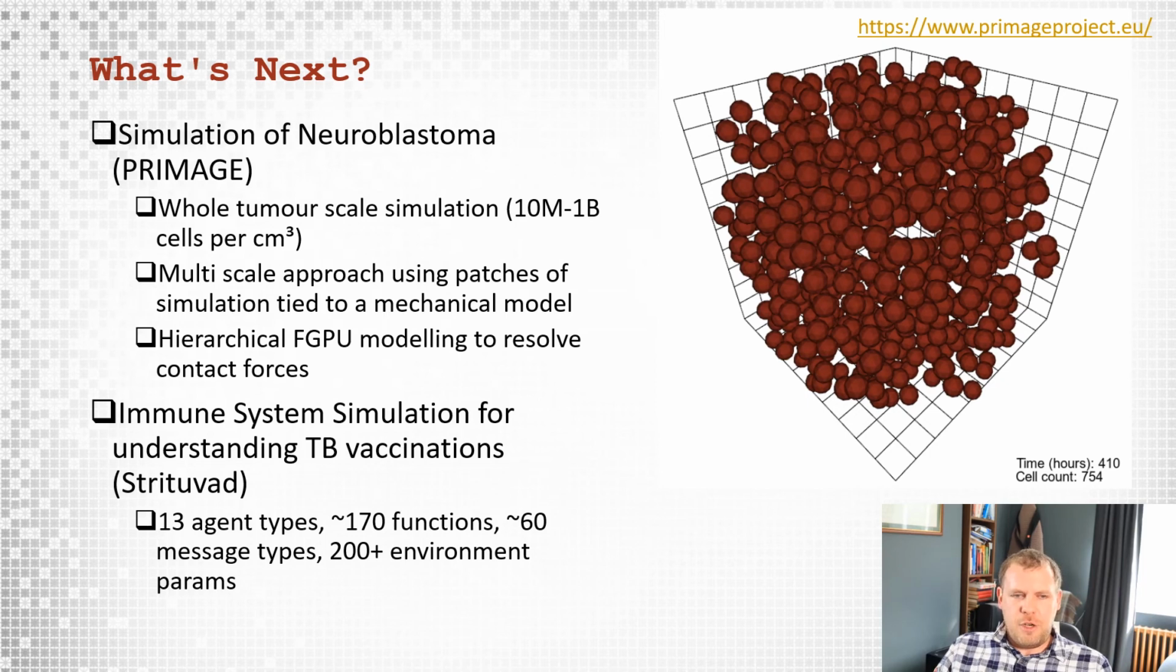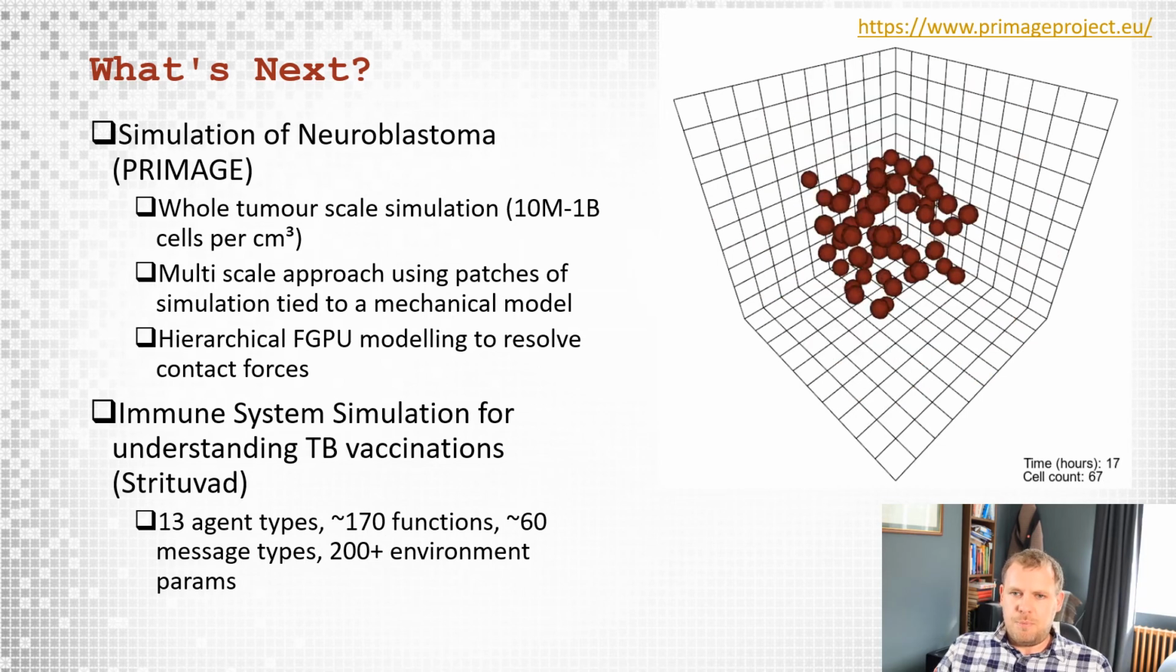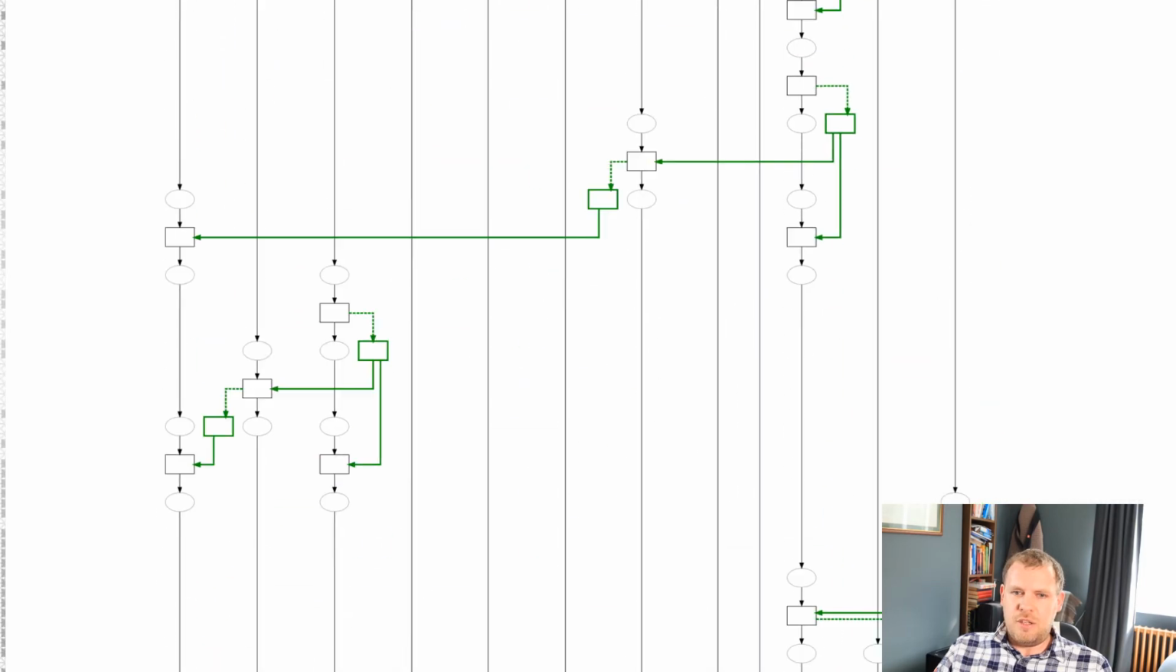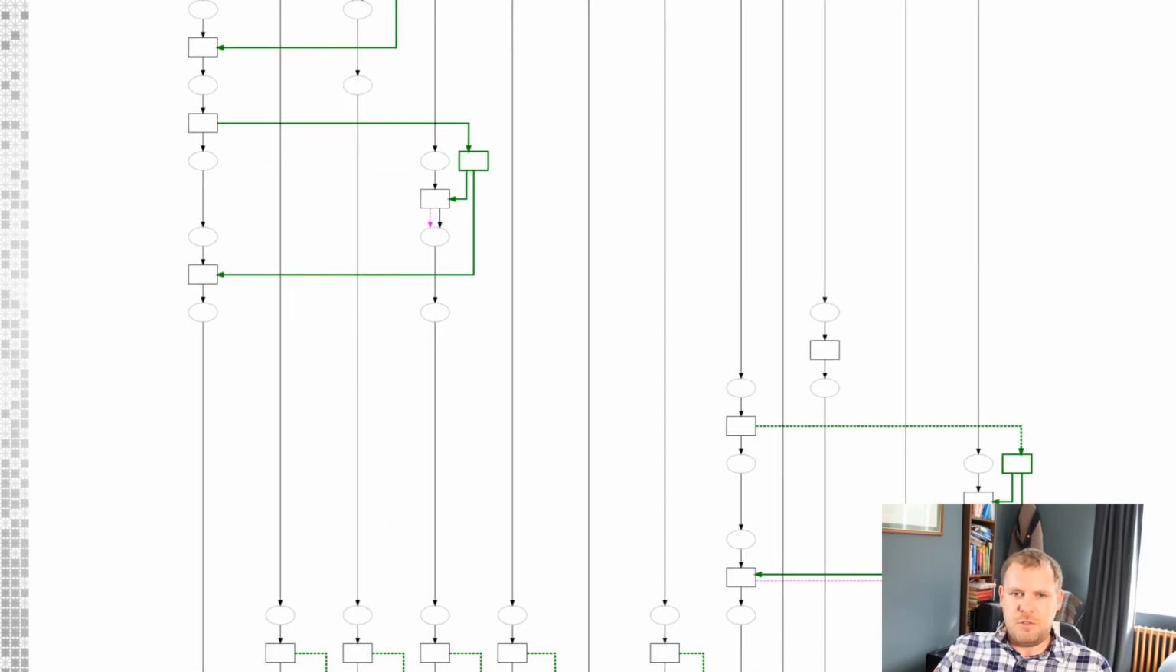So another model that we're developing and applying Flame GPU2 to is the immune system simulator for TB vaccination. So this is a project called Strichivad, another EU project. So this model is hugely complicated. It's 13 agent types, 170 functions, roughly 60 different message types, and 200 plus environment variables. So we can see in this slide just how complicated that Strichivad model is.